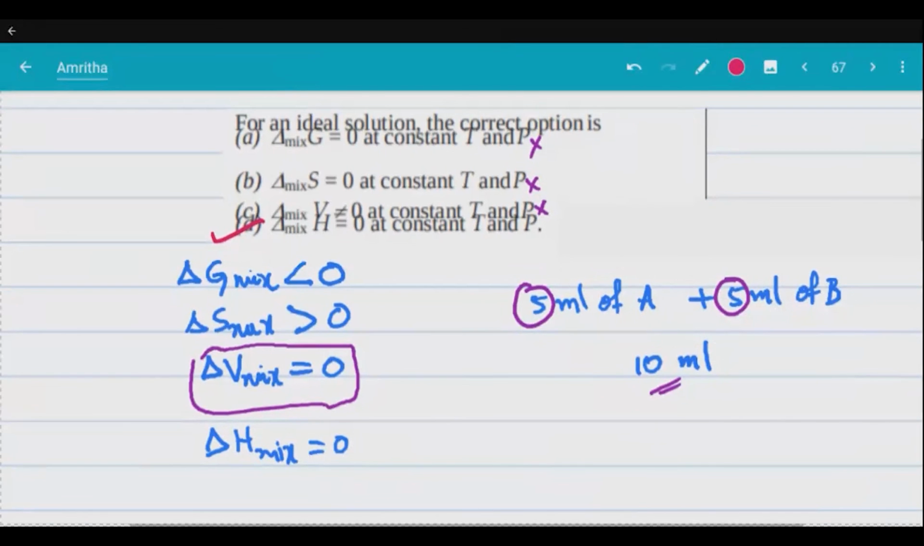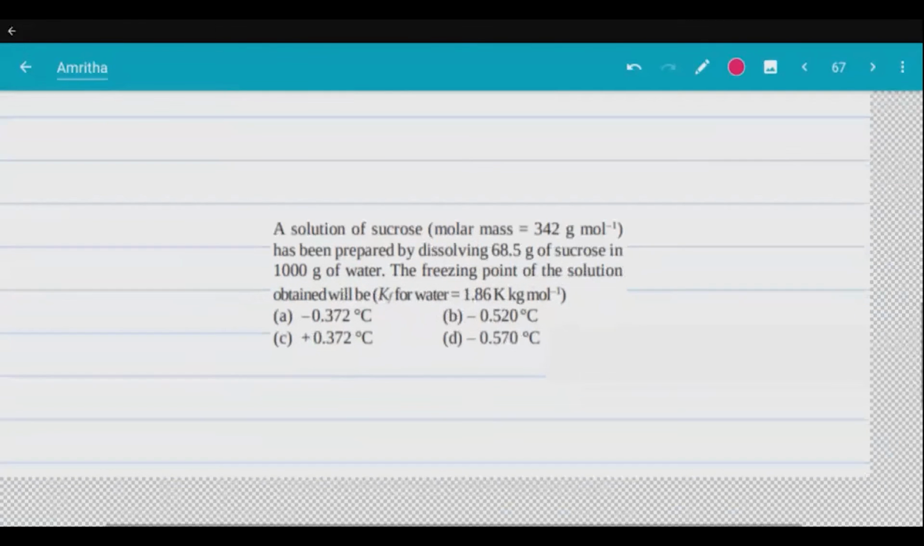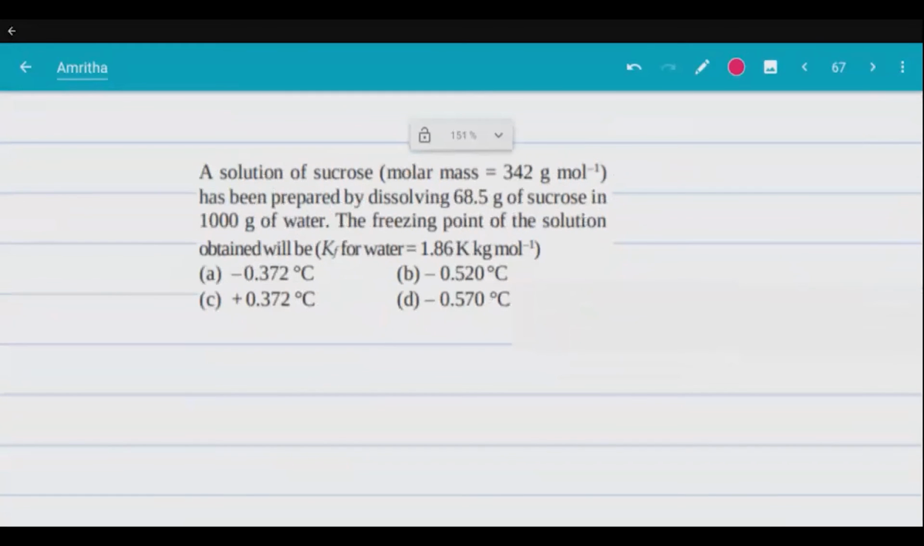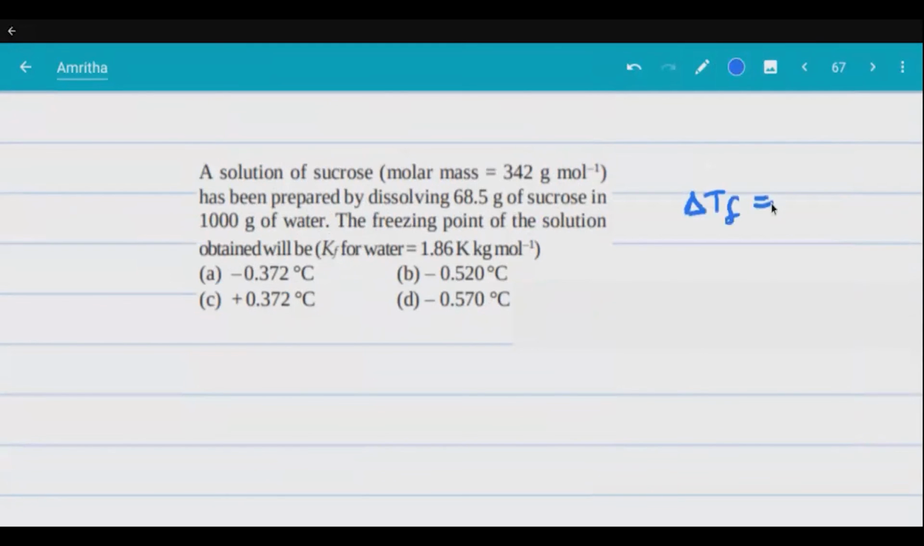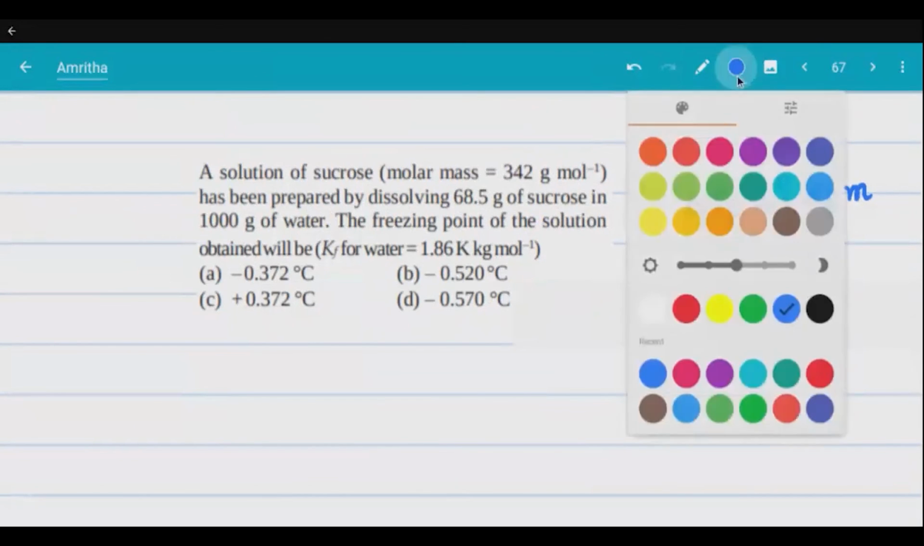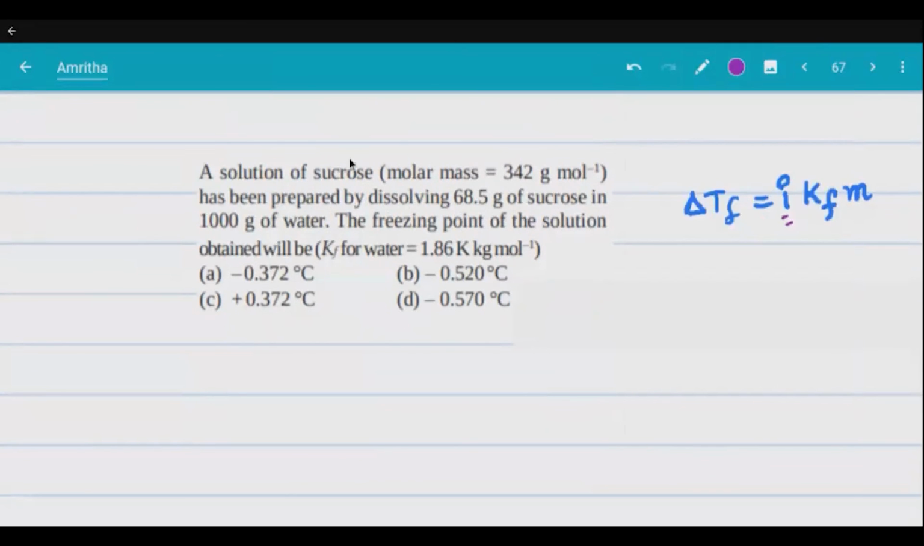You can do this question later. What is this question? A solution of sucrose. I'll tell you the formula, very simple. Freezing point will be depressed if you add any non-volatile solute, and that is called a colligative property. The formula we use is delta Tf equals i into Kf into m. Just substitute the values. We need to find delta Tf. i is equal to 1 because sucrose is not dissociated or associated. Kf is given, Kf is 1.86.